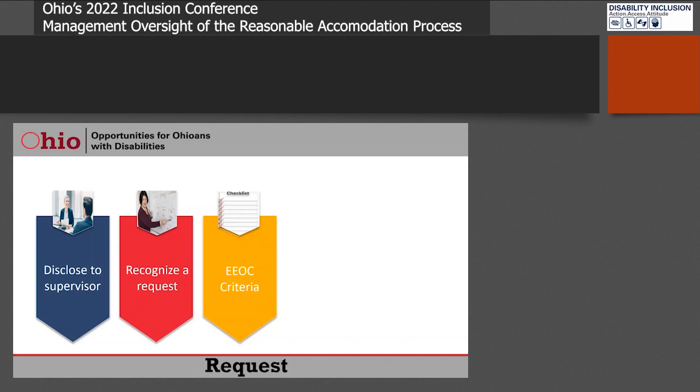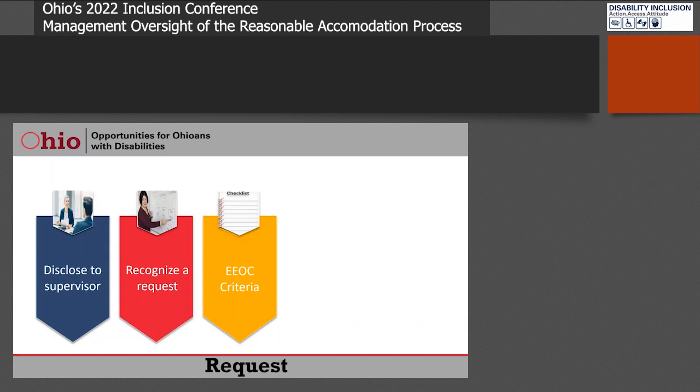So when an employee mentions to a supervisor a barrier to their work or requests a change at work and relates these to a disability or a medical condition, the supervisor has just received a request for a reasonable accommodation. I have a few examples to share. An employee tells her supervisor, "I'm having trouble getting to work at my scheduled starting time because of medical treatments I'm undergoing." This is a request for a reasonable accommodation.